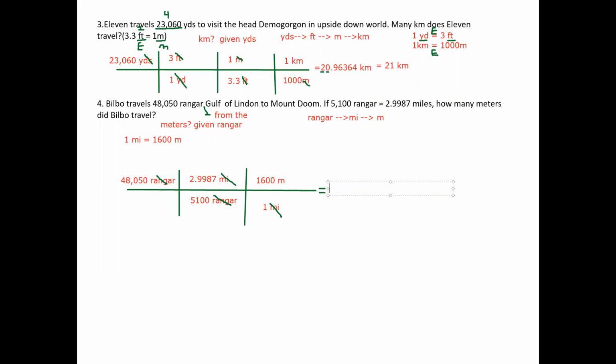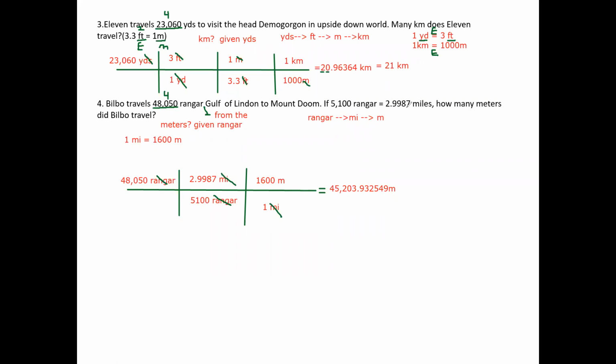And Mr. Calculator tells us 45,203.932549 meters. But we're not finished. We have to determine the number of significant figures to round this answer to. So we look at our original numbers, 48,050 has 4 significant figures. Again, this trailing 0 is not significant because there's no decimal point.